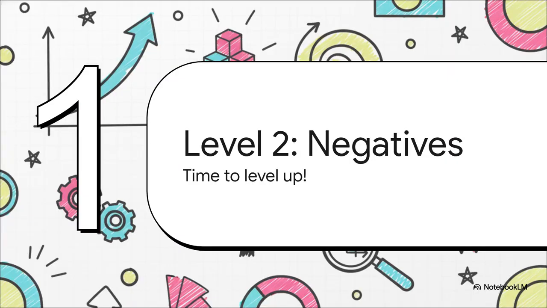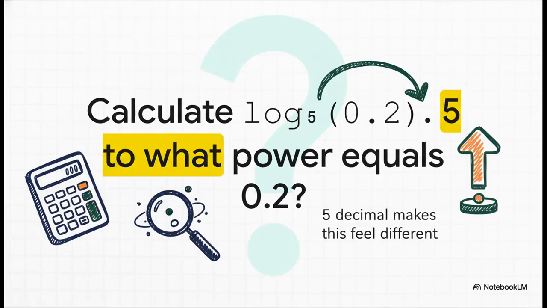Okay, you totally crushed the first level. So let's ramp up the difficulty just a tiny bit. This next one might look a little weird, but I promise the logic is exactly the same. It's time to level up. All right, our next challenge, log base 5 of 0.2. Now, that decimal makes it feel different, I know, but don't let it throw you off. We start by asking the exact same question: 5 to what power gives me 0.2?